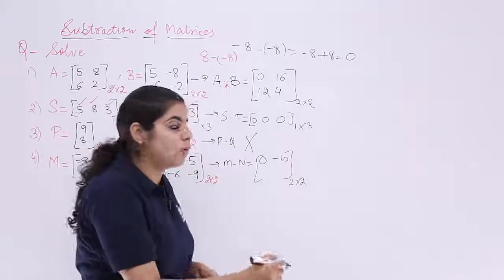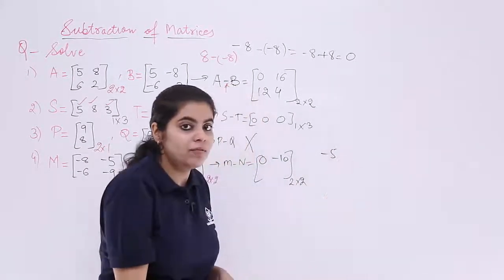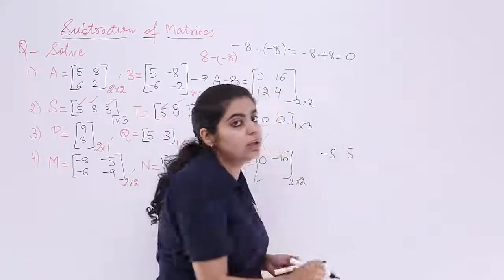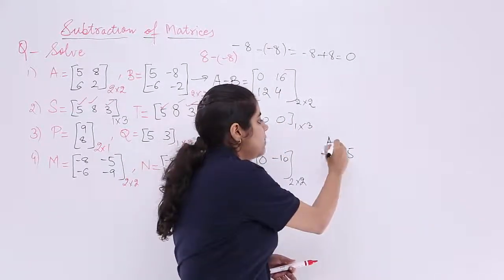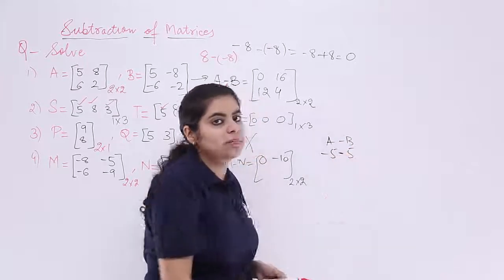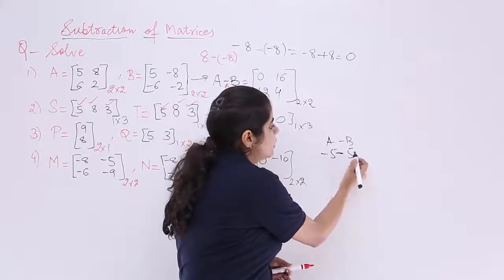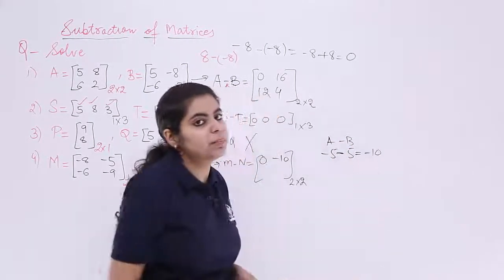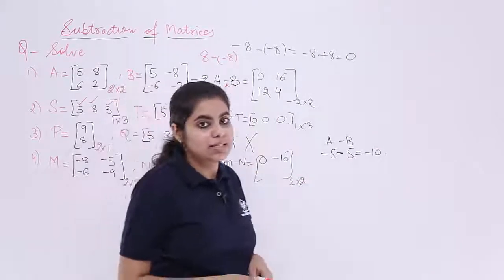I again tell you how did we do it. The first element was minus 5. The second element was 5 only. But we needed to do say A minus B. So we had an operator minus in between. These both minus gave me minus minus plus and it became minus 10. So I wrote here minus 10.